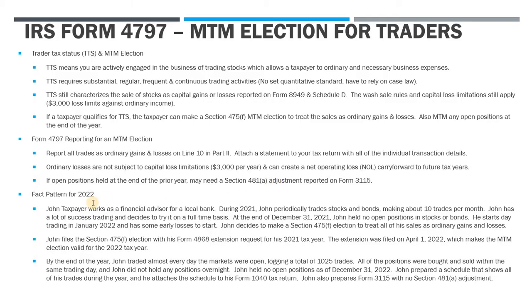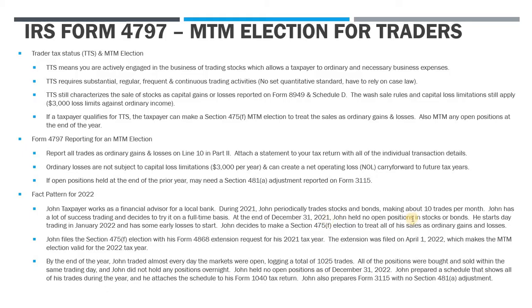Now let's look at the fact pattern here for John, and then we'll jump into the return itself so we can see kind of how these pieces are working. So in our fact pattern here, we have John. He works as a financial advisor for a local bank. And this is during 2021. He was periodically trading some stocks, only did about 10 trades a month, but he had some success trading and decided, okay, I'm going to try it on a full-time basis. So at the end of the year, December 31, 2021, John sold all of his positions.